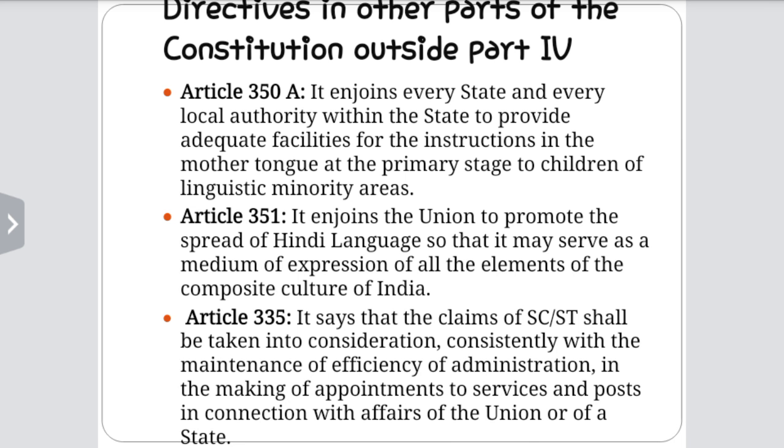Okay, now let us see article 351. It enjoins the union to promote the spread of Hindi language so that it may serve as a medium of expression of all elements of the composite culture of India. Okay, now let us see article 335. It says that the claims of SCs, STs shall be taken into consideration consistently with the maintenance of efficiency of administration in making appointments to services and posts in connection with the affairs of union or state.